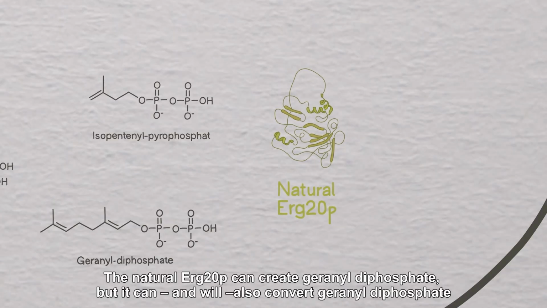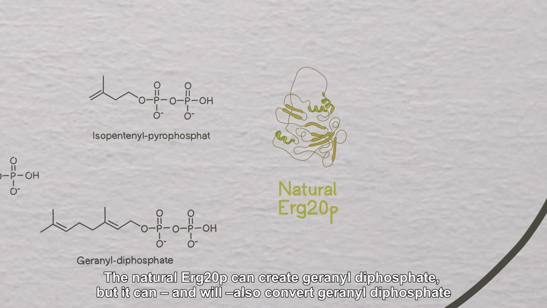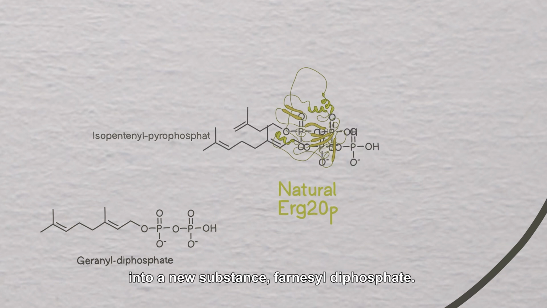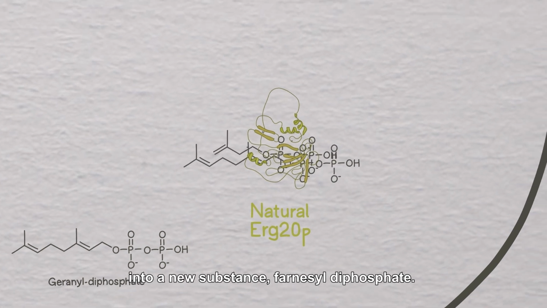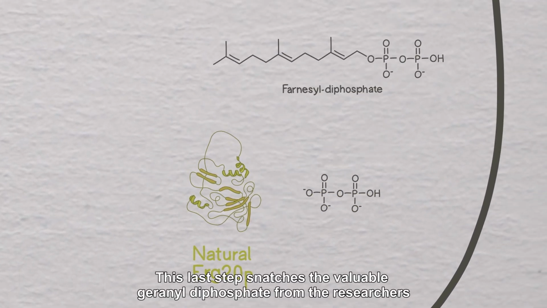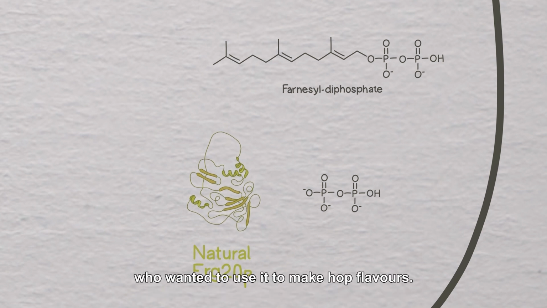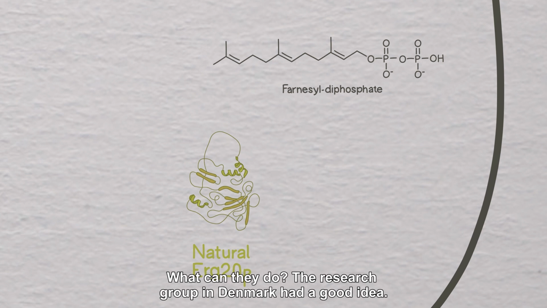The natural ERG20P can create geranyl diphosphate, but it can and will also convert geranyl diphosphate into a new substance, farnesyl diphosphate. This last step snatches the valuable geranyl diphosphate from the researchers who wanted to use it to make hop flavors. What can they do? The research group in Denmark had a good idea.